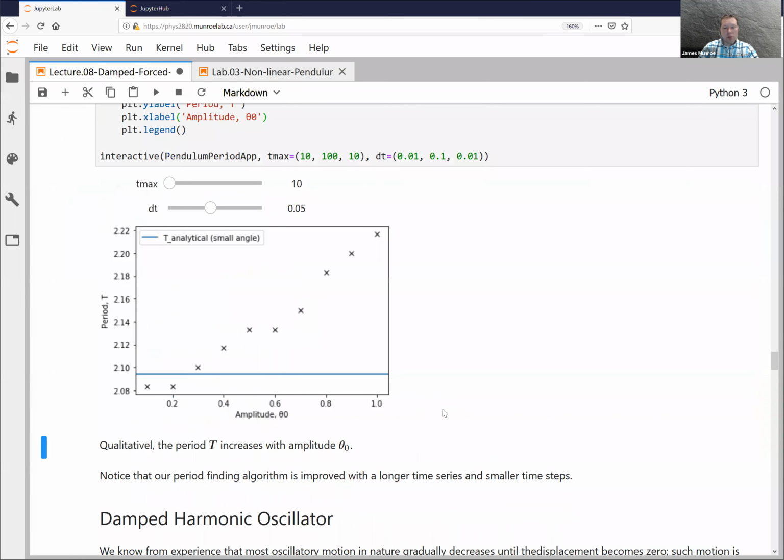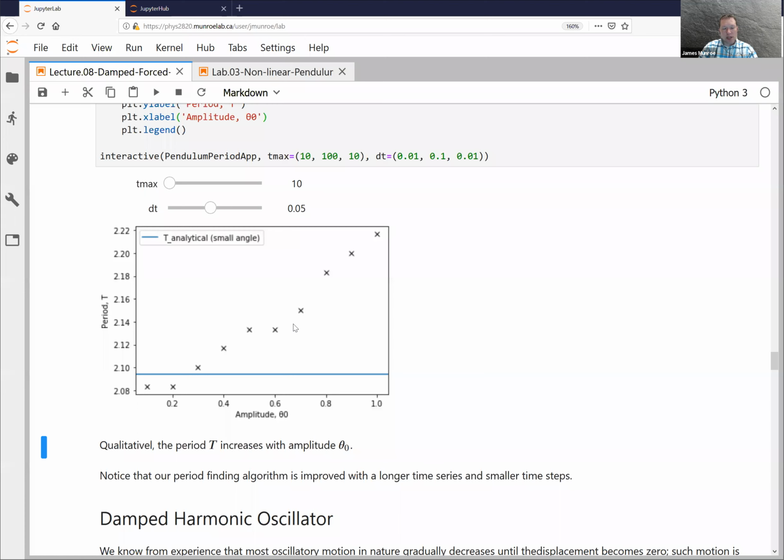Okay, so here we go. This is what this routine gives you. You can see that as a function of initial amplitude, the period does tend to increase with amplitude. Now, there are some things that you might find a little bit odd about this. One is it tends to have a steppy sort of nature.